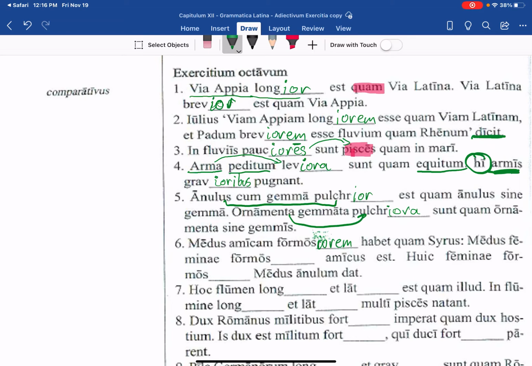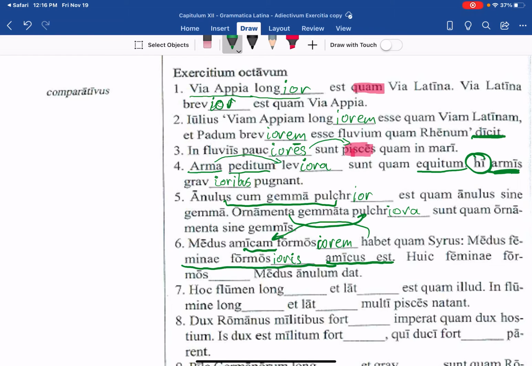And why is it accusative here? Well, because it's modifying amicam, which is accusative because it's the direct object of habet. Metis habet amicam formosiorem quam cirrus. Metis feminae formosiores amicus est, right? Metis is the amicus est, of or to, but in this case I'm interpreting it as of. He is the boyfriend of a more beautiful woman.